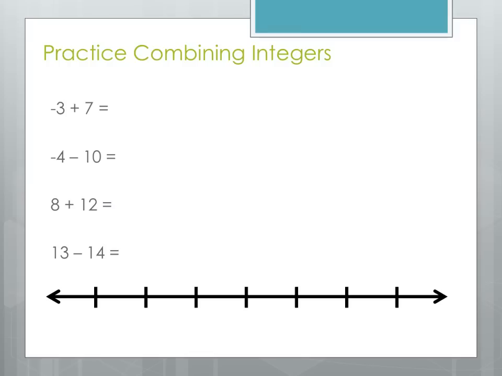7 minus 3 is going to be a 4, and we keep the sign of the bigger number, which was a 7, so this is going to be positive. Let's see what that would look like on a number line. I'm going to draw a number line here with a scale of 2, so 0, 2, 4, 6, negative 2, negative 4, negative 6, okay? And let's see what that would look like on our number line.